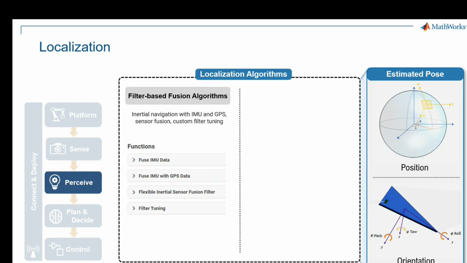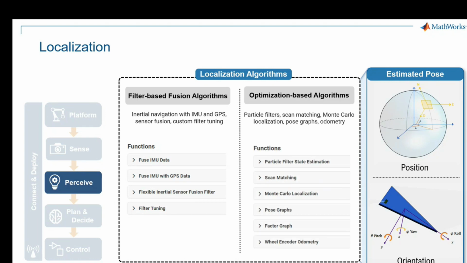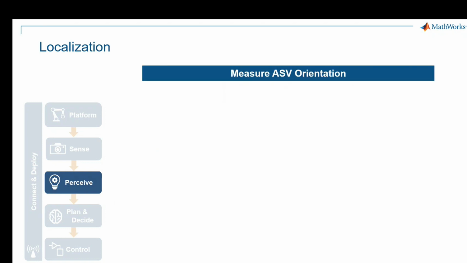It can be filter-based fusion algorithms, where we're going to fuse inertial navigation sensors like an IMU with, for example, GPS. These are usually Kalman-based types of filters, or optimization-based algorithms, like particle filters, Monte Carlo localization, pose graphs, where we can fuse different types of information. It can come from inertial navigation, but also we can use sensors like laser scanners and cameras. Let's take a look at one example of this type of algorithm.